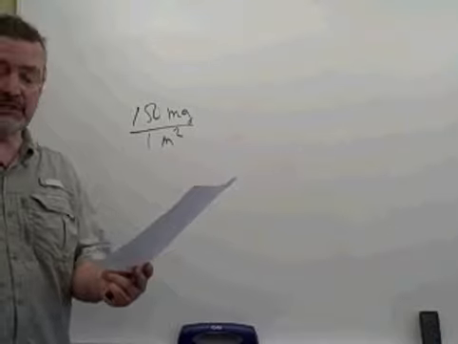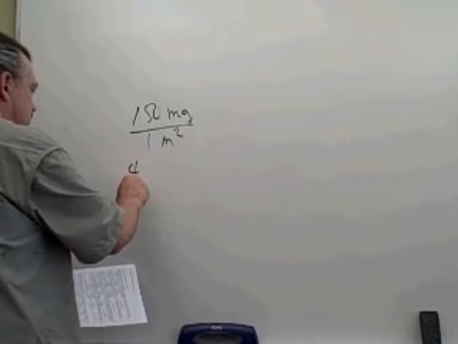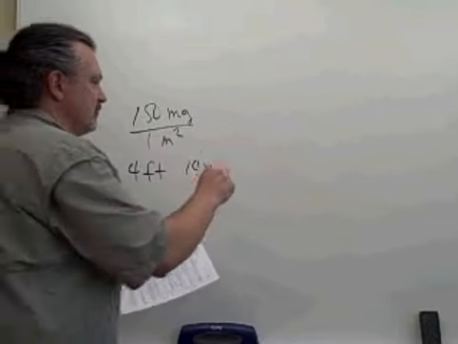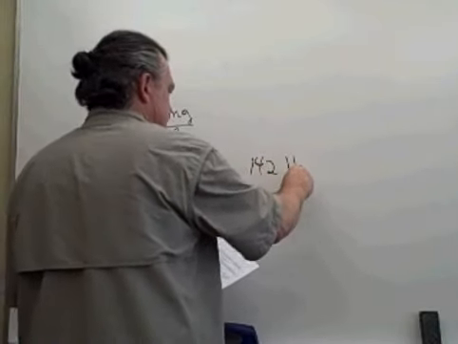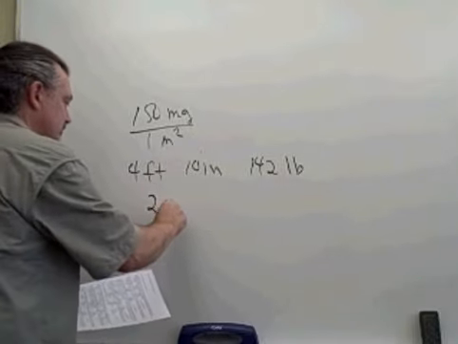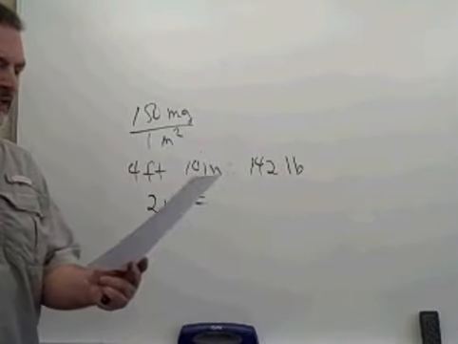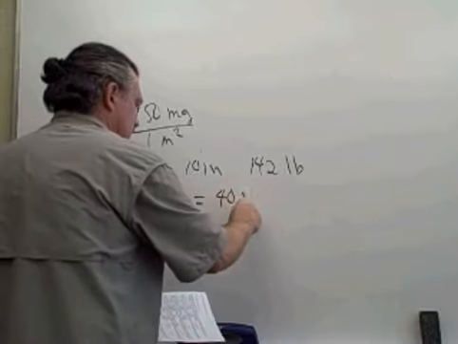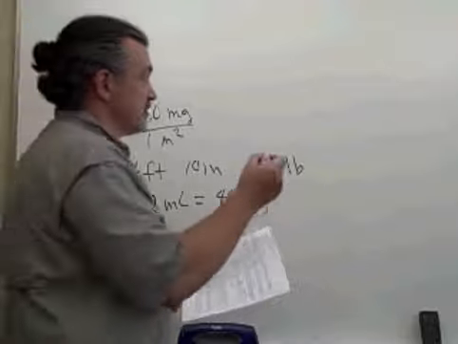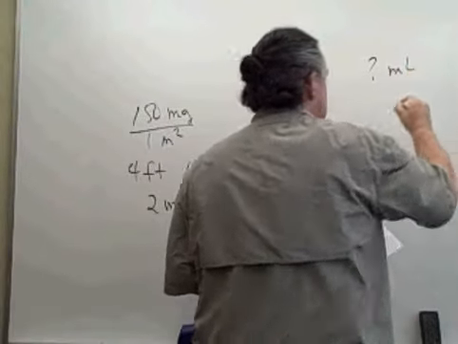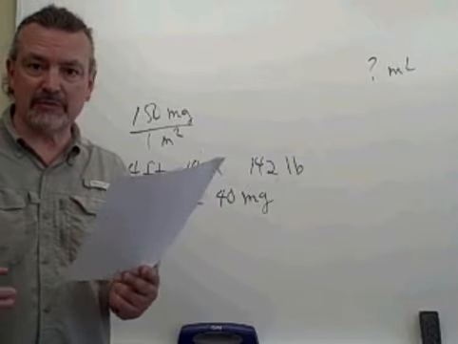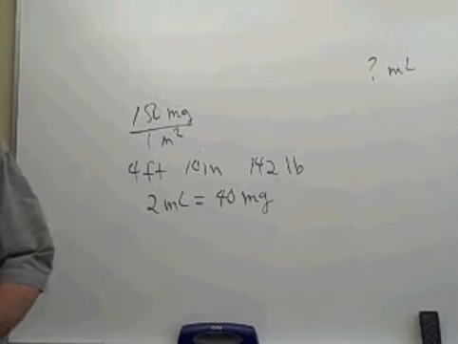The patient is 4 feet 10 inches and weighs 142 pounds. The label states that 2 milliliters contains 40 milligrams of the drug. How many milliliters will you administer? So this drug is given to the patient as a liquid. Use the nomogram to approximate the body surface area.